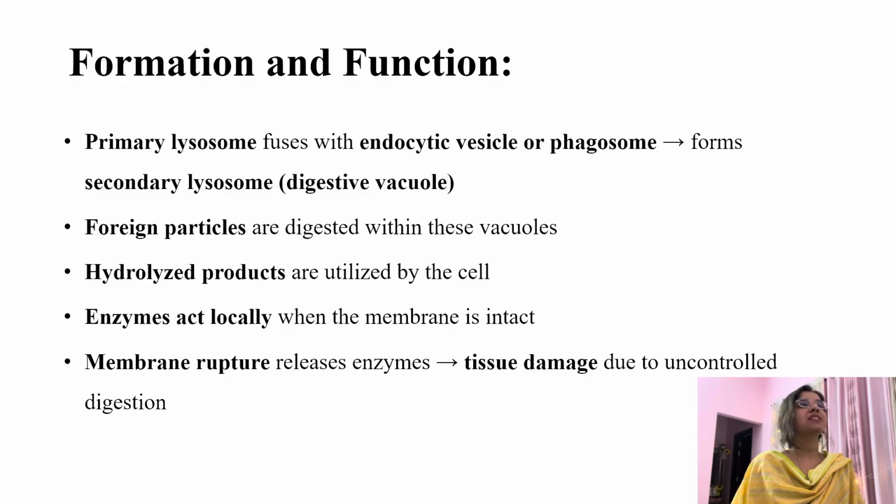Okay, next is formation and function. Primary lysosome fuses with endocytic vesicle or phagosome and forms a secondary lysosome, that is digestive vacuole. Foreign particles are digested within these vacuoles, and hydrolyzed products are utilized by the cell. Enzymes act locally when the membrane is intact. Membrane rupture releases enzymes, which leads to tissue damage due to uncontrolled digestion.